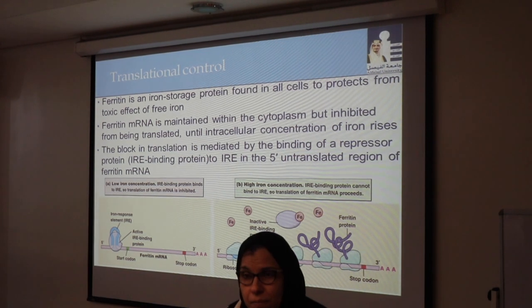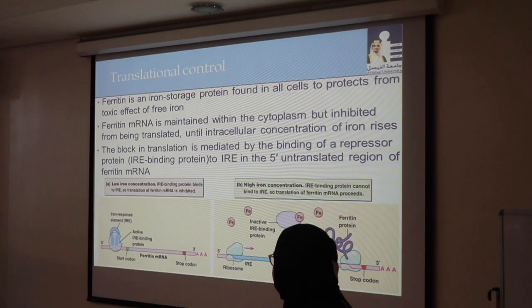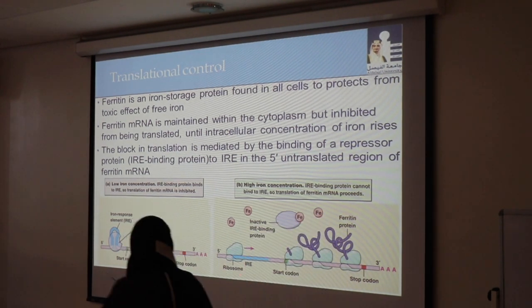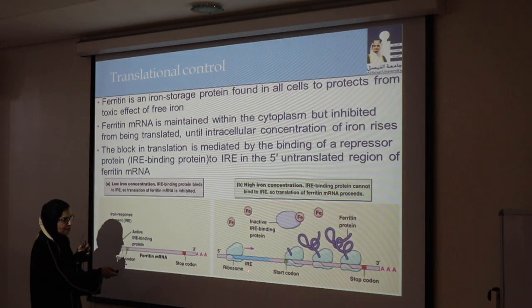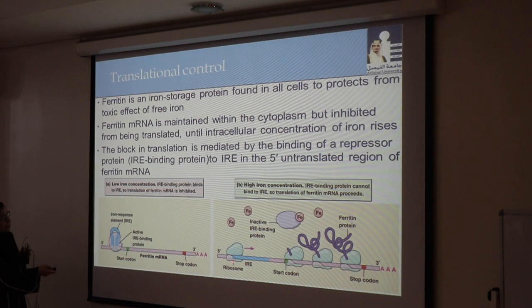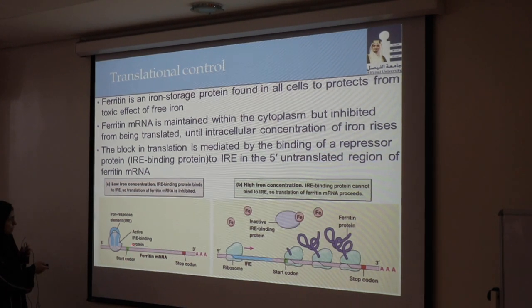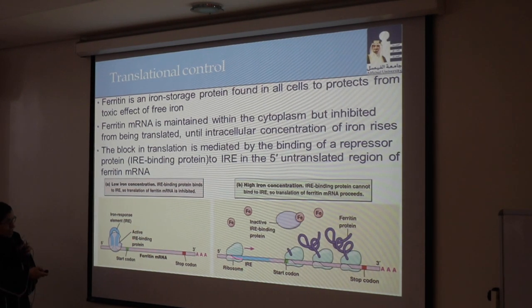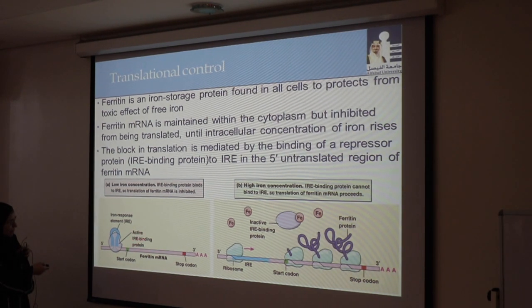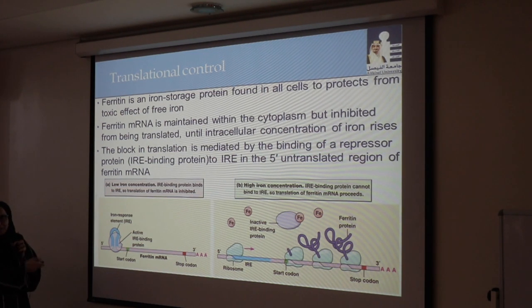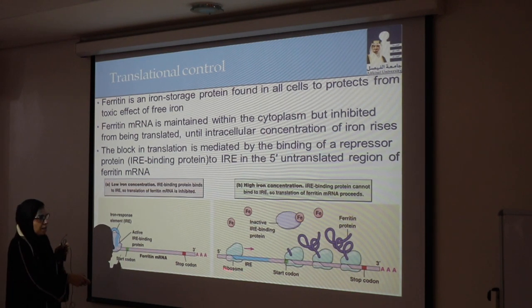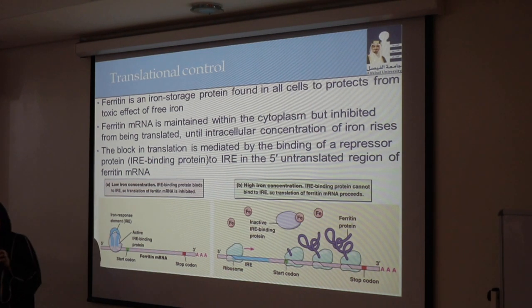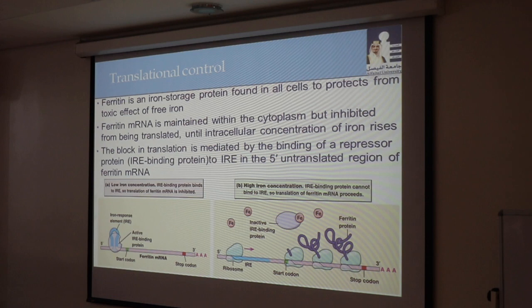Doctor, is IRE a control element, or are they only in the transcription? IRE is the control element for the messenger RNA. It's a response element, the iron response element. And here we have the iron response element binding protein. The purple thing is the binding protein, the protein that will bind to the IRE, which is the iron response element. Clear?